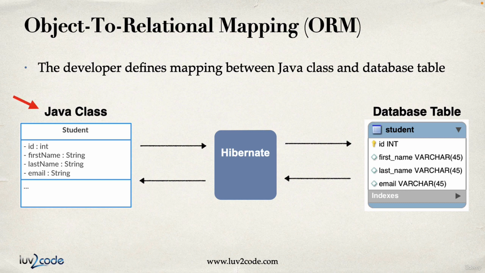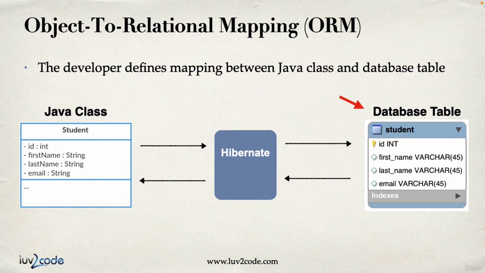In this example, on the far left, we have our Java class, that's a student. It has 4 fields, ID, first name, last name, and email. And notice how the fields first name and last name are spelled using camel case. We have the Hibernate framework in the middle, and on the far right, we have the actual database table. In this example, we have a table called student. It has ID, which is the primary key, and there's the first name and last name. And note it's first underscore name and last underscore name. And then we also have a field for email address.